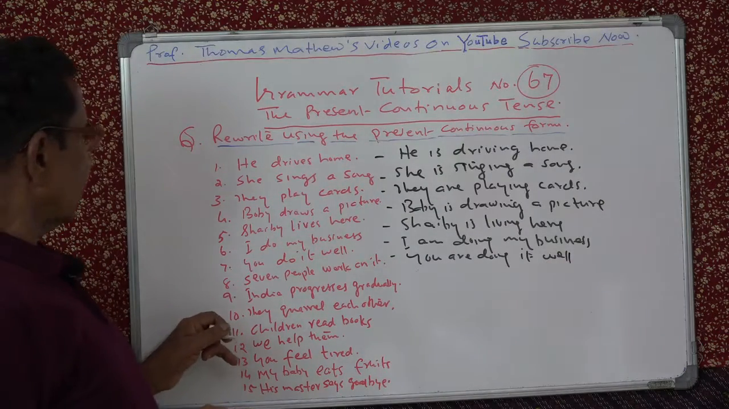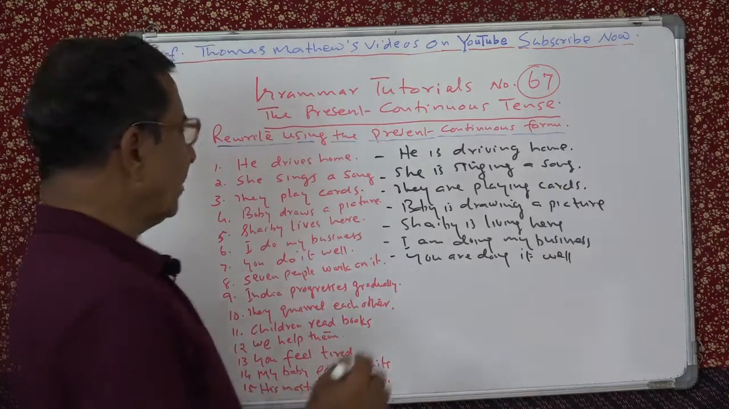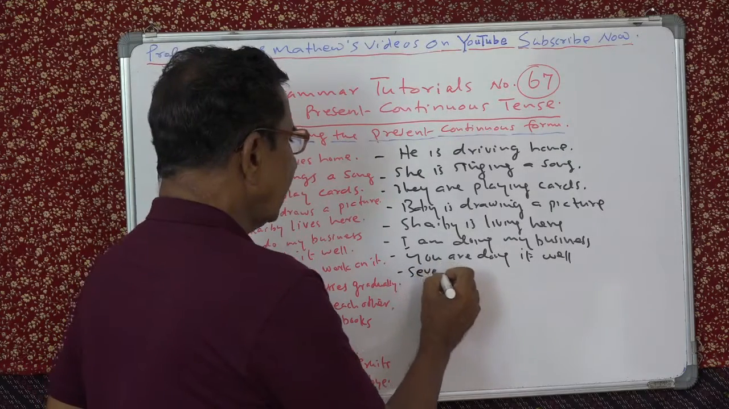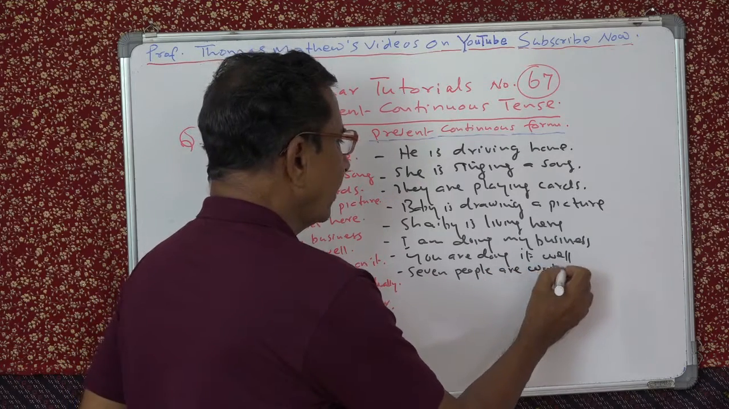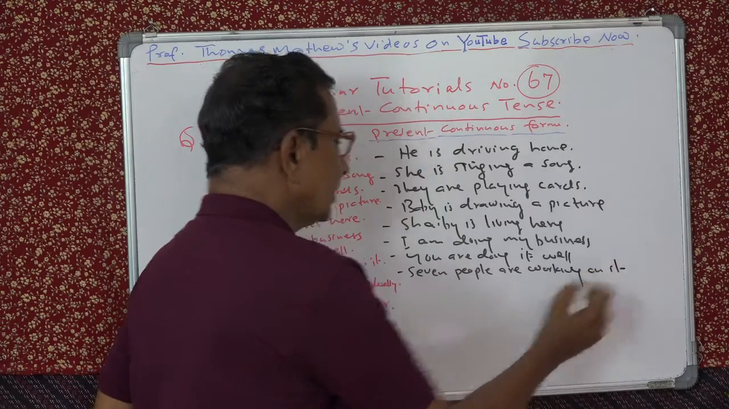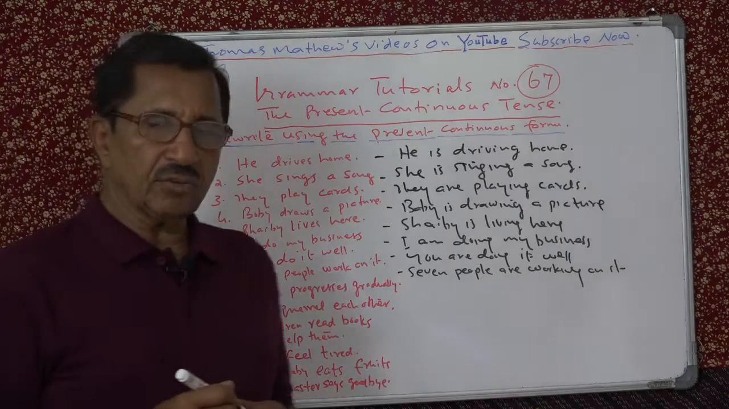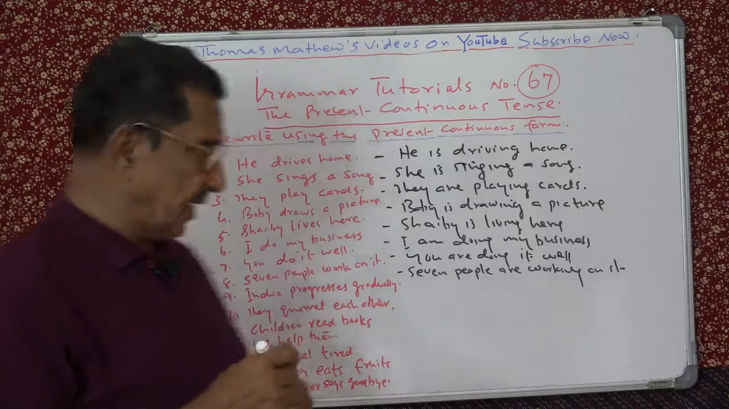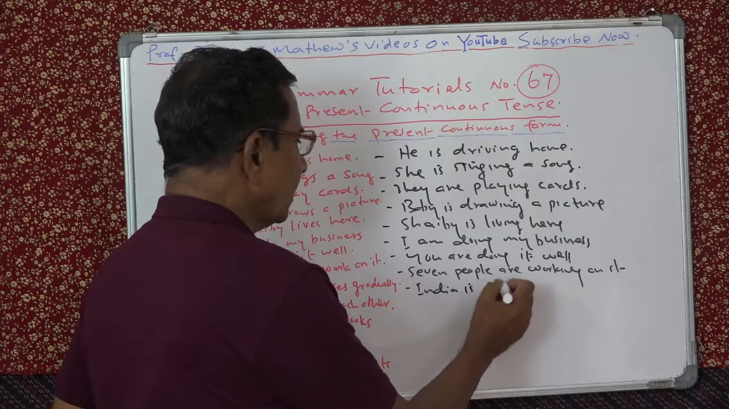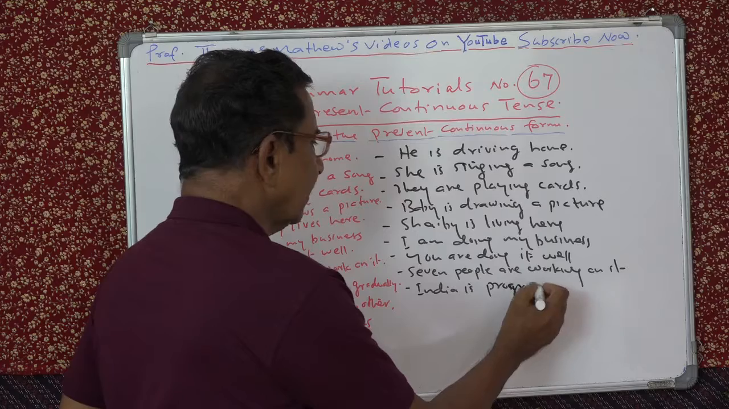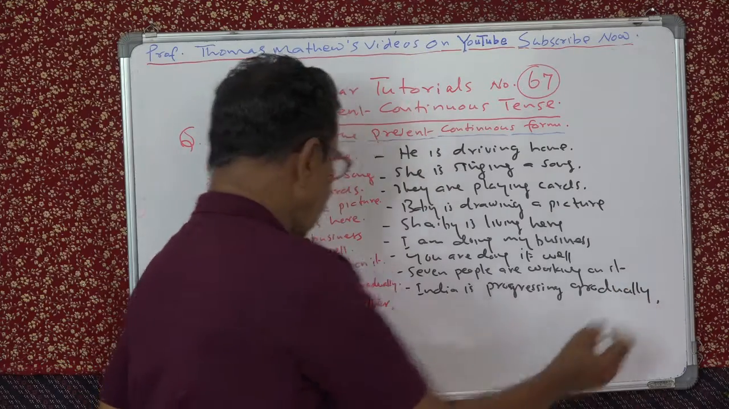Eighth one is 7 people work on it. Third person plural. 7 people are working on it. And ninth one, India progresses gradually. India is progressing gradually. India, third person singular. Isn't it? India is progressing gradually.